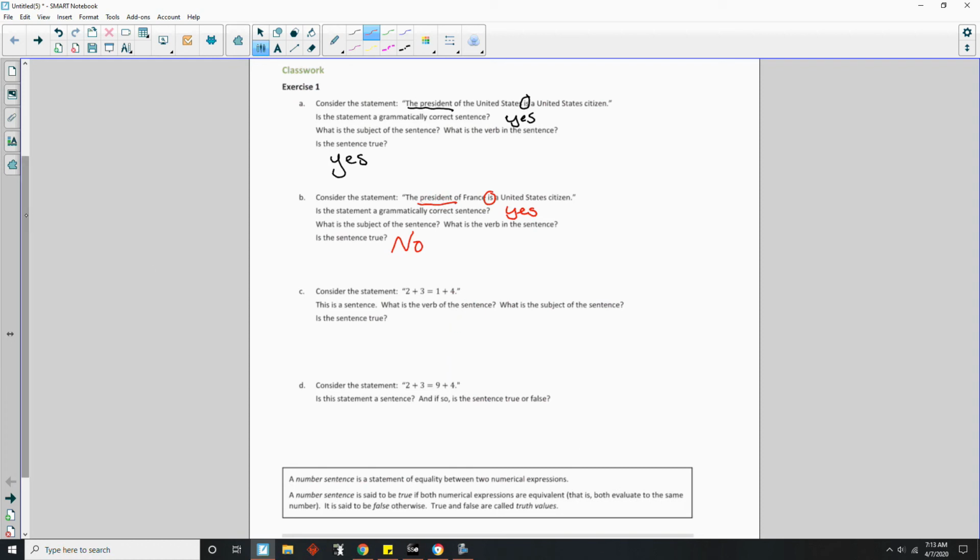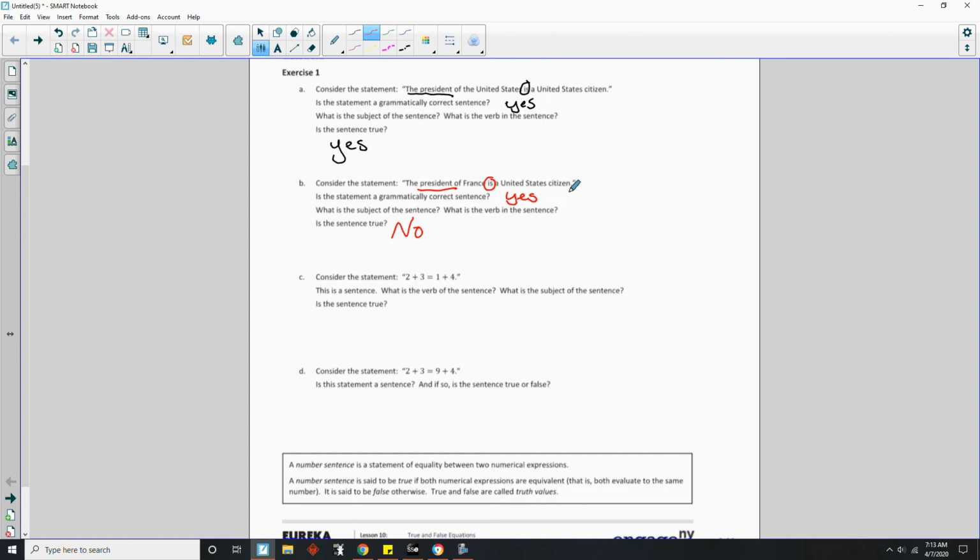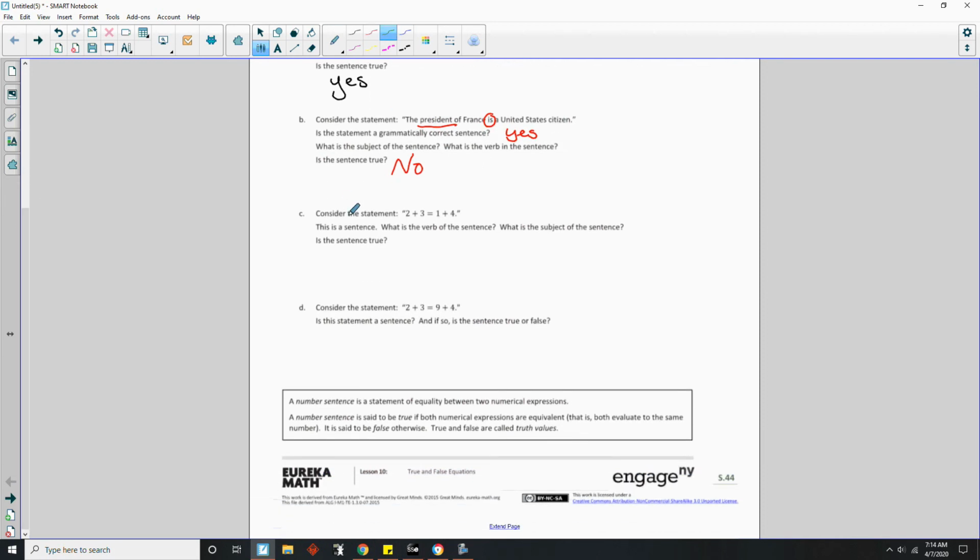Okay, so there's a couple English sentences to show that even though the sentence is grammatically correct, it may not be true. That's all this is leading up to. Okay, so part C, we're now getting into math. Consider the statement, 2 plus 3 equals 1 plus 4. This is a sentence. What is the verb of the sentence? Okay, so back here, when you said the President of France is, 2 plus 3 is equal to 1 plus 4, the verb of the sentence is the equal sign.